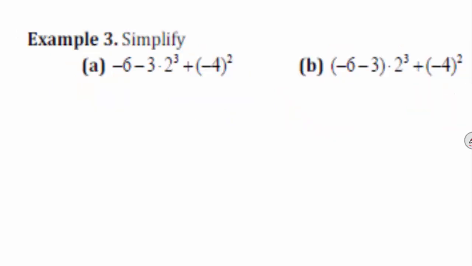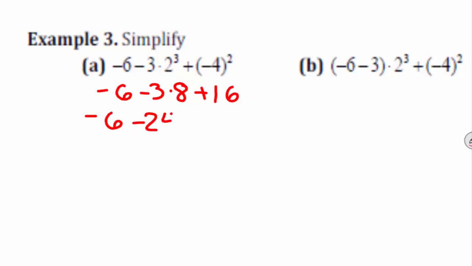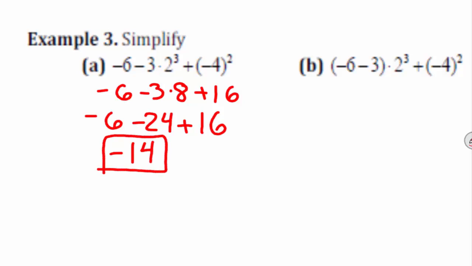Alright, we need to get rid of the exponents and parentheses here. We're going to do that 2 cubed to make that an 8, and we're going to do the negative 4 squared, giving us positive 16, right? Negative 4 times negative 4 is positive 16. Then we can do our multiplication in the middle, so we have negative 6 minus 24 plus 16. Then we can work this out all at once if we wanted to. Negative 6 minus 24 would be negative 30, plus 16 would be negative 14.